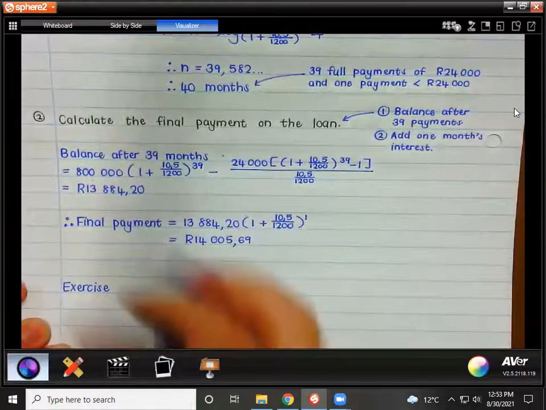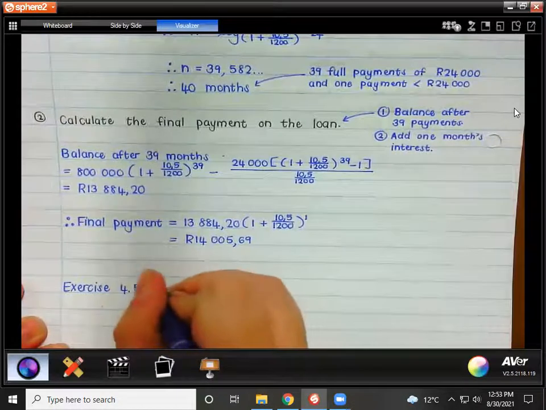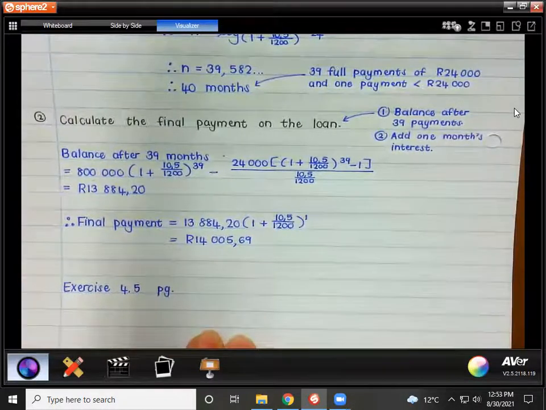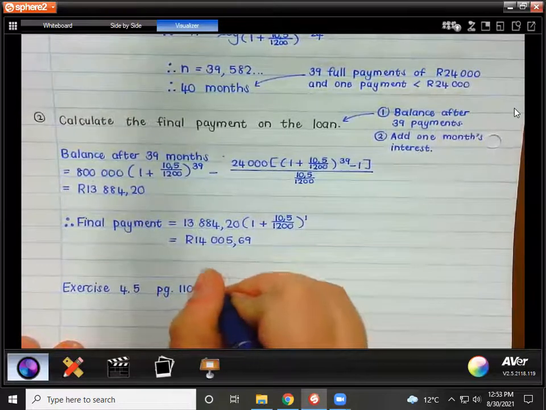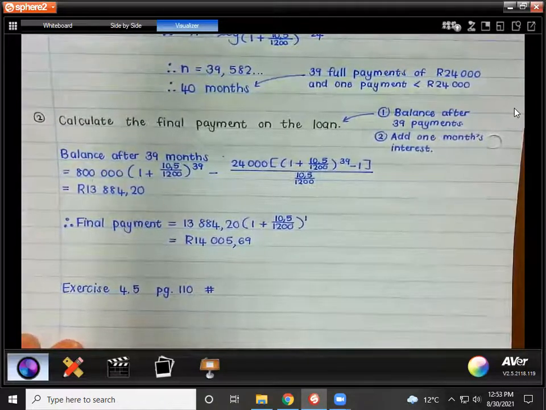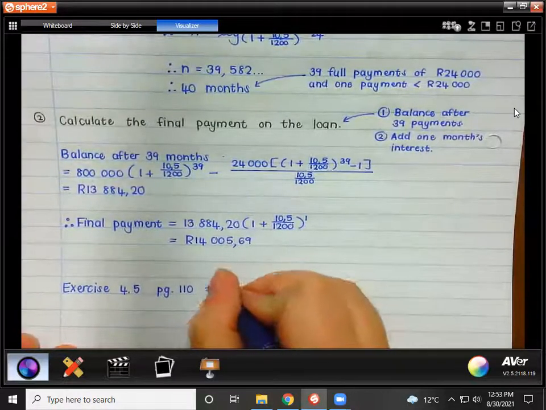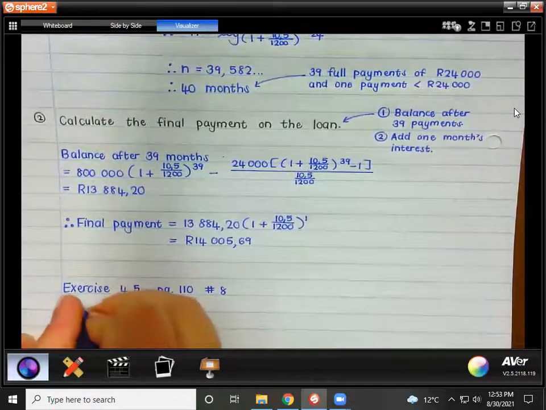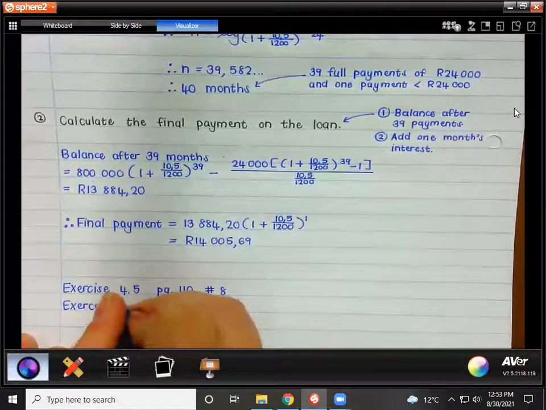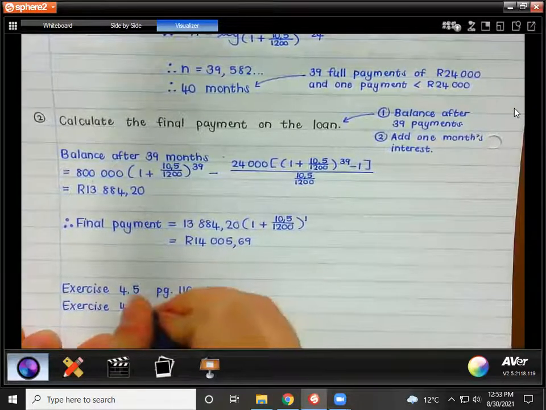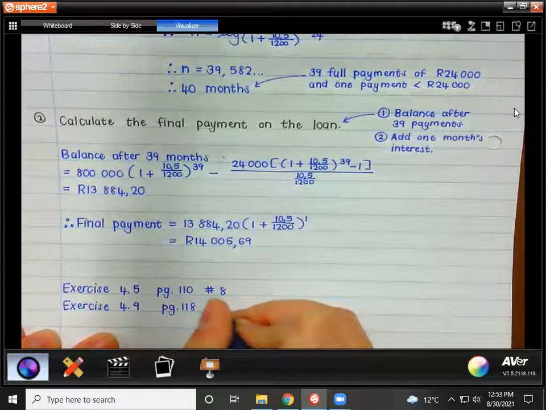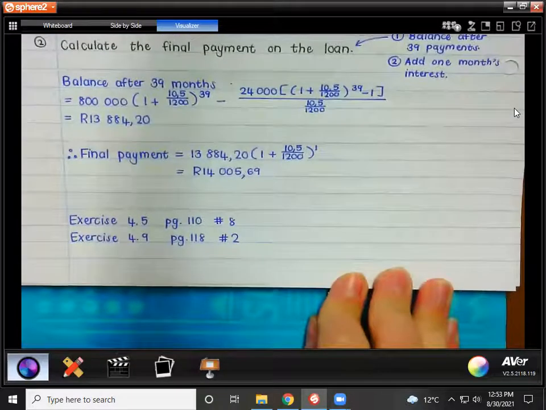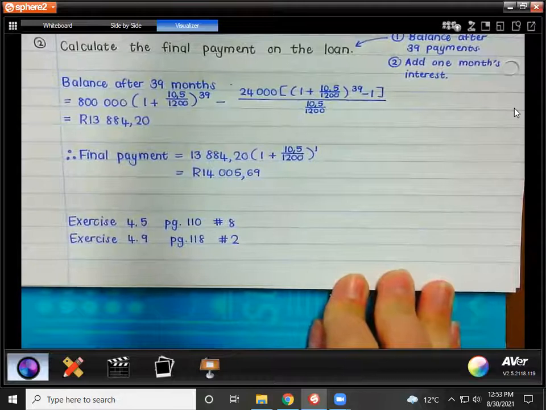Okay, so exercise 4.5. I'm just going to give you one of each, guys. Exercise 4.5, page 110. That's the page that the question is on. Number 8. So that is a deferred payment question. And then exercise 4.9 on page 118. You just have to do number 2. And that is a final payment on loan question.